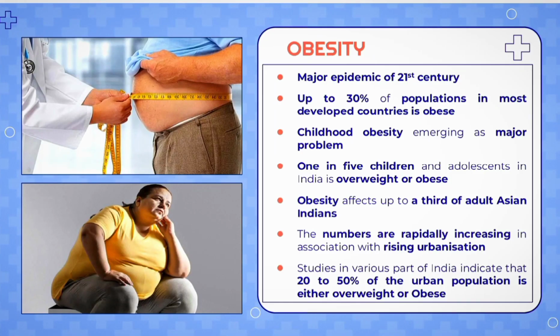Obesity is the major epidemic of the 21st century. It has been reported that in most developed countries up to 30% of their population is obese. Nowadays, childhood obesity is an emerging major problem. 1 in 5 children and adolescents in India is either overweight or obese.